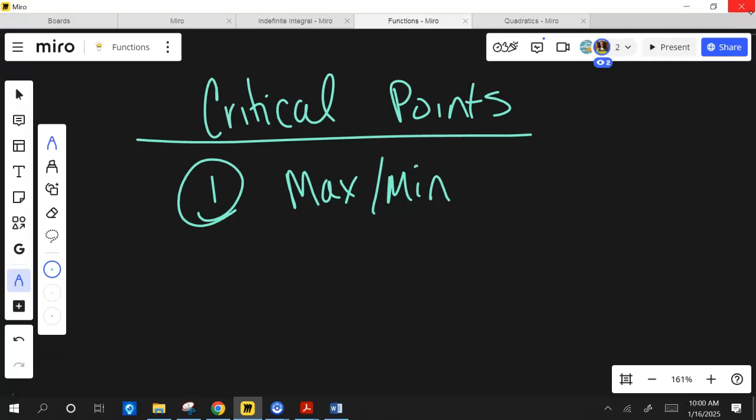Now there are different types. Remember, we can have an absolute or a relative. Everything is a relative. Everything is not necessarily an absolute. Relative just means it's a high or a low in a certain area, right? But absolute means it is absolutely the highest or the lowest on the entire graph.